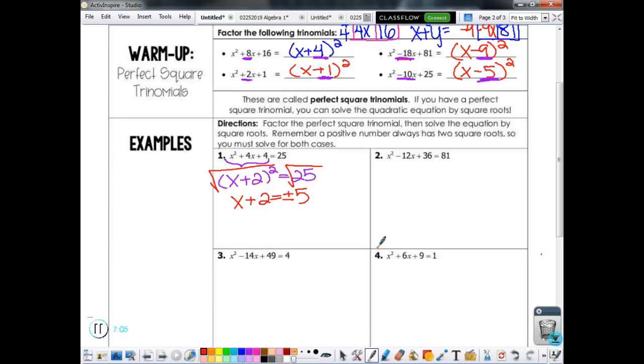Now, here's where it gets a little tricky, because now you have to split them up, okay? It says plus or minus, but you have to do both, okay? So I have to do x plus 2 equals positive 5, and then x plus 2 equals negative 5. And then now I can solve for x, and all I have to do to solve for x is what?